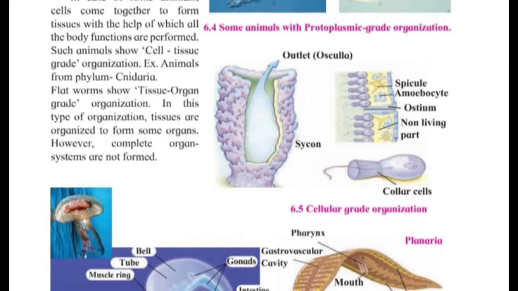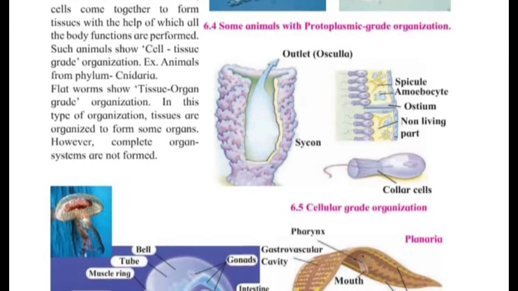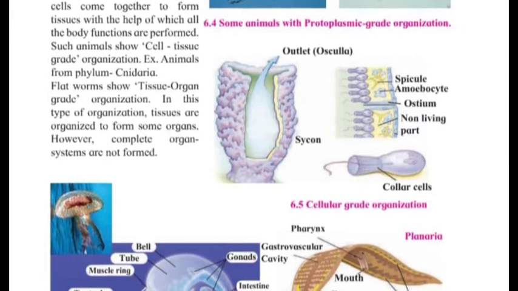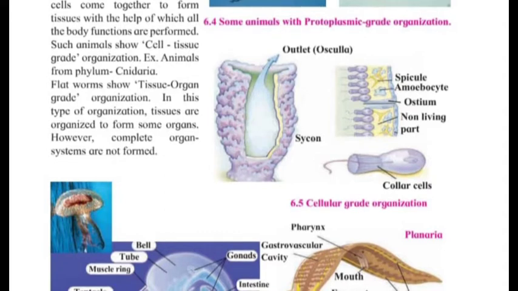In such a type of organization, tissues are organized to form some organs. However, complete organ systems are not formed.